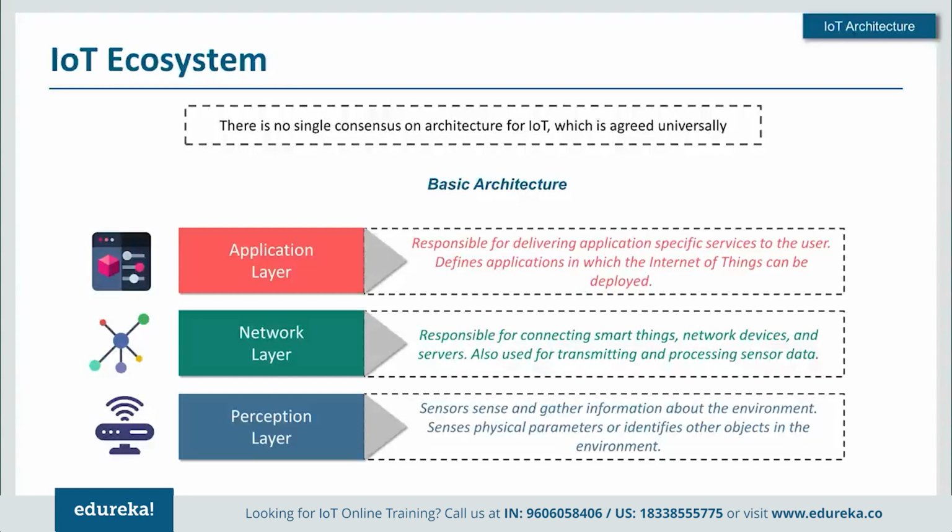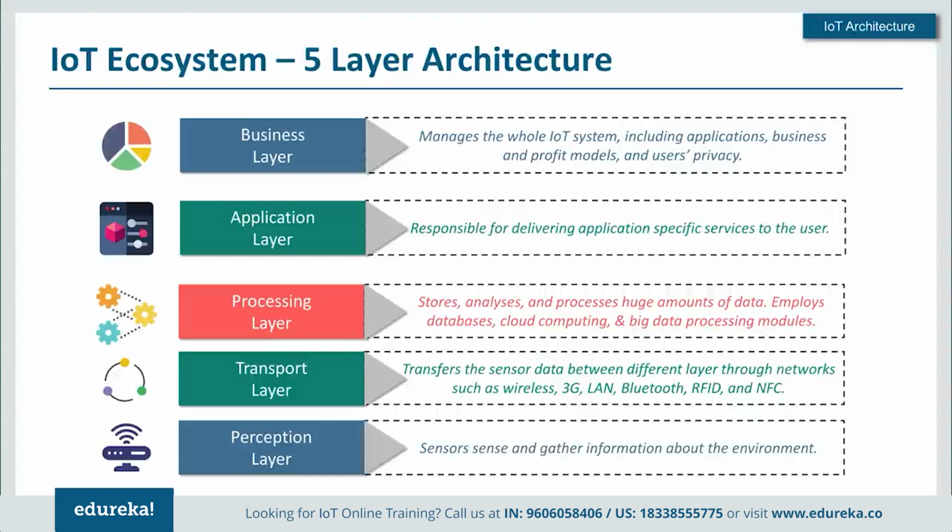Here the main responsibility of the application is to deliver this information to the end user or the end platform. This architecture can also be expanded to a five-layer architecture. When I talk about a five-layer architecture, it's quite similar. The difference mostly comes around the transport layer, the processing layer, and the business layer. When we had three layers doing the earlier task, we've just broken this down so that we have an easier operation or a smoother system.